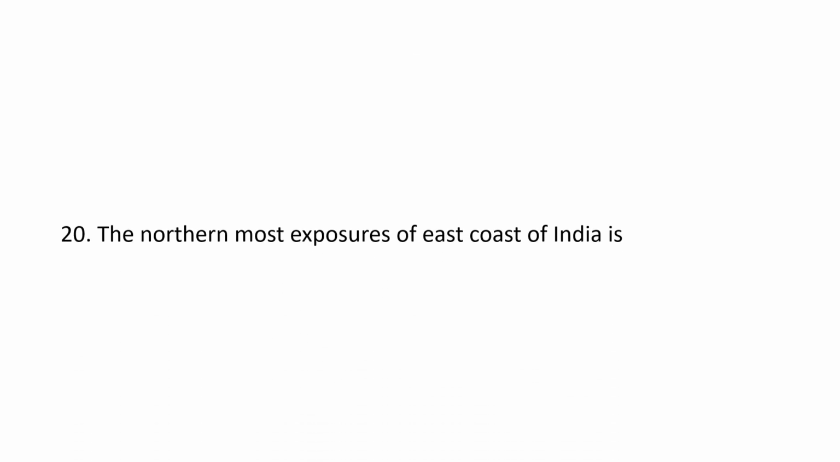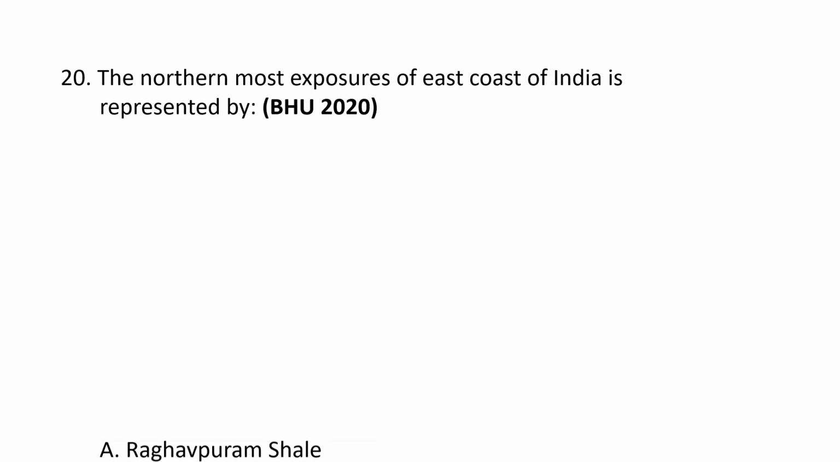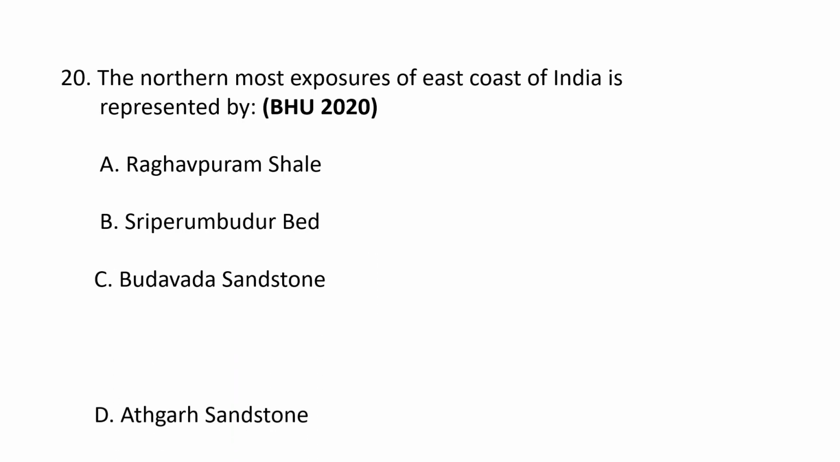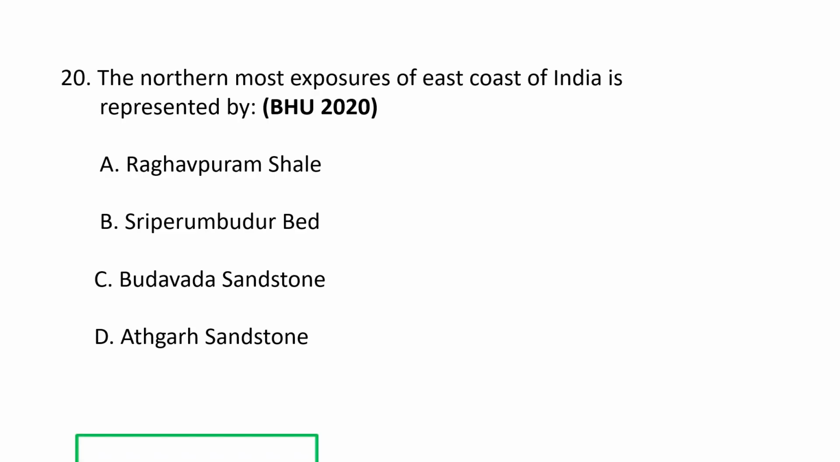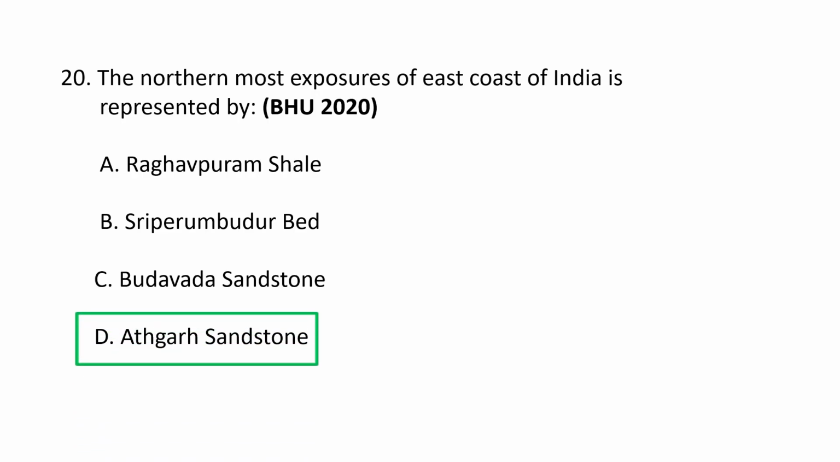Next question. The northernmost exposures of the east coast of India is represented by A. Raghapuram shale, B. Sriperumbudur bed, C. Budavada sandstone, and D. Athgarh sandstone. The correct option is D. Athgarh sandstone. The northernmost exposures of the east coast of India are represented by Athgarh sandstone. The Athgarh formation, part of the upper Gondwana sequence, extends along the Mahanadi river valley, and it is considered the northernmost extension of the east coast upper Gondwana basin. This formation is primarily composed of clastic sediments like conglomerate, sandstones, shales, and fireclays.